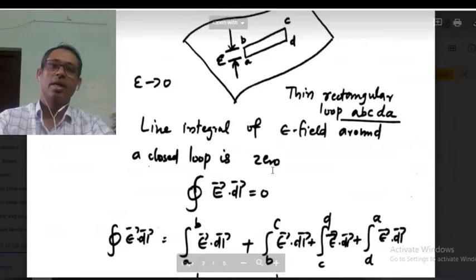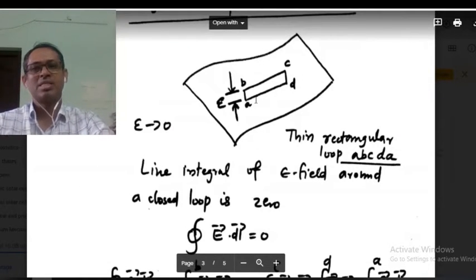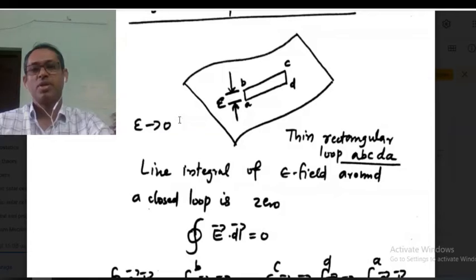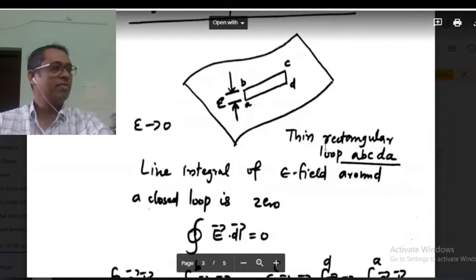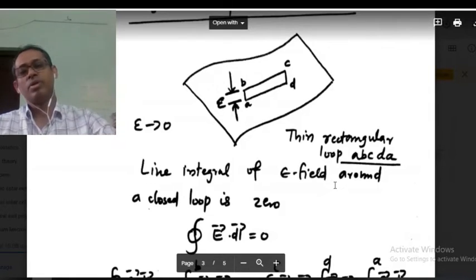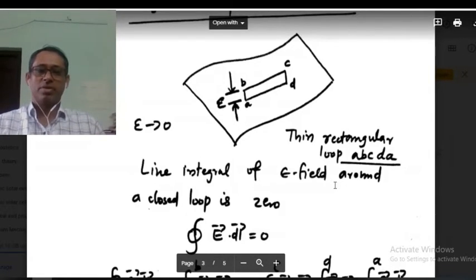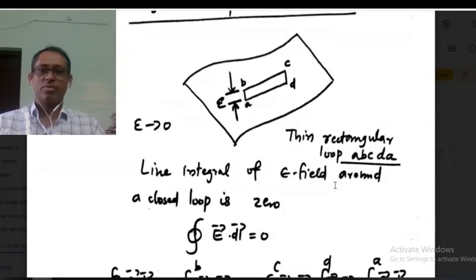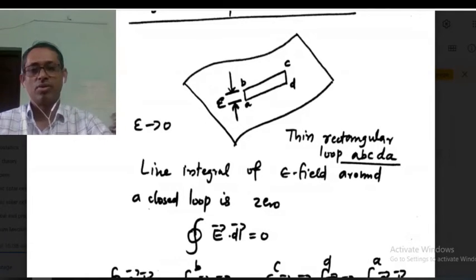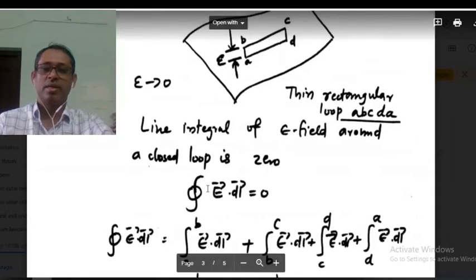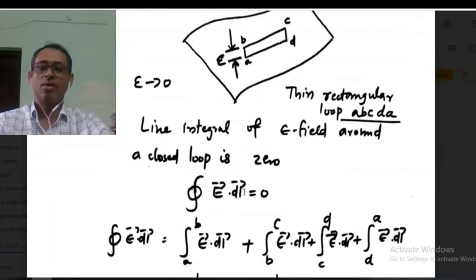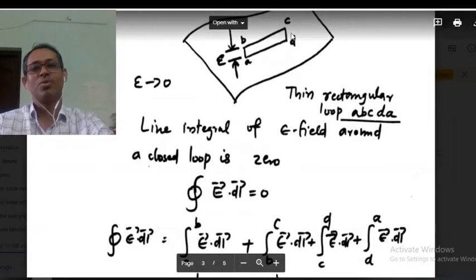So for the line integral, the thickness of this path, epsilon, tends to 0. We are considering a very thin rectangular loop, A, B, C, D, A. Now we know the line integral of the electric field around a closed loop is 0. That's why we have del cross E equal to 0. So the line integral of E dot dl around a closed loop is 0, that is written here. And we are considering this loop.